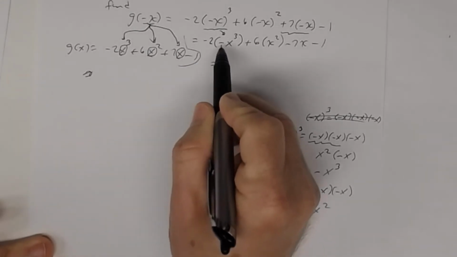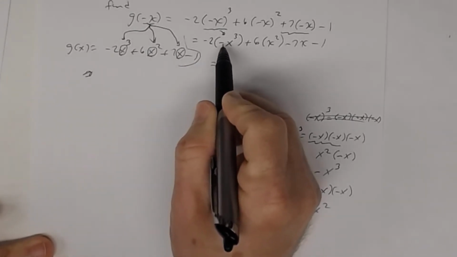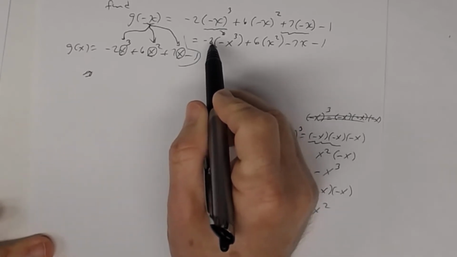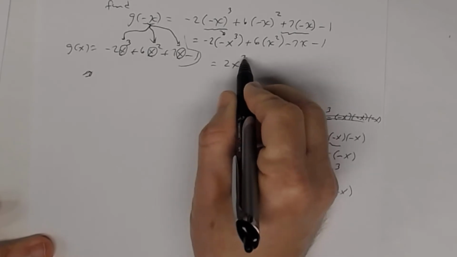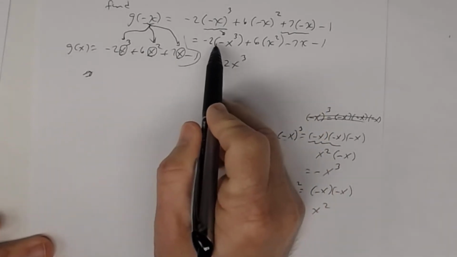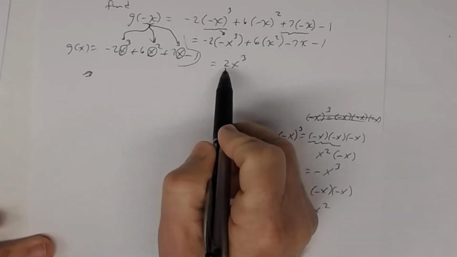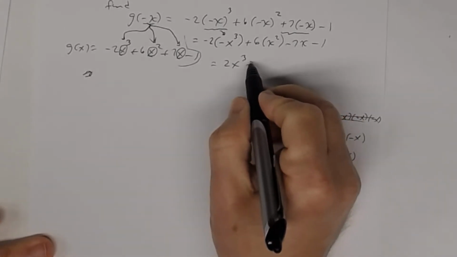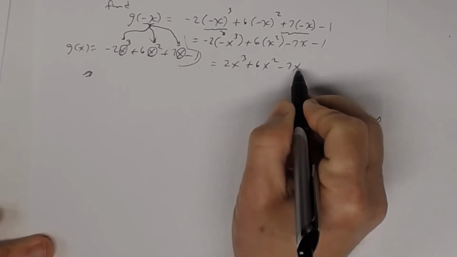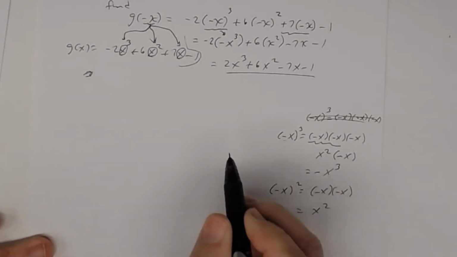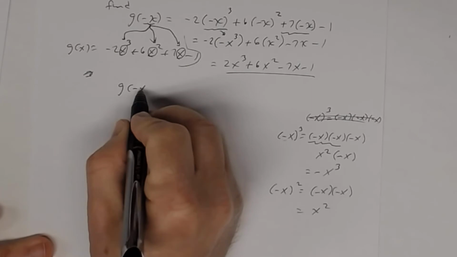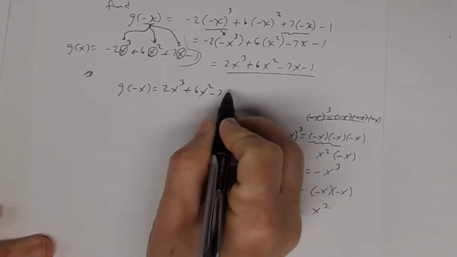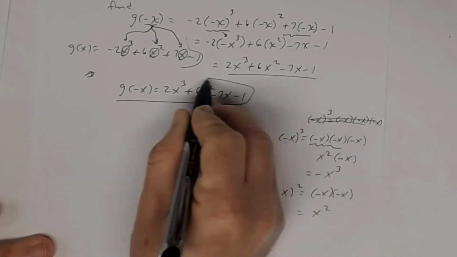So this right here is equal to a negative 2 times, well, first of all, a negative times a negative is a positive, all right? And then 2 times x cubed is 2x cubed. So you had to see that negative 2 times a negative x cubed is a positive 2x cubed. 6 times x squared without the parentheses is 6x squared minus 7x minus 1. And there's your answer. So g of negative x is 2x cubed plus 6x squared minus 7x minus 1.